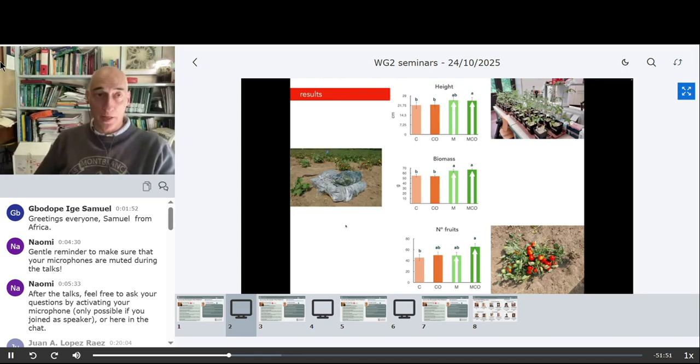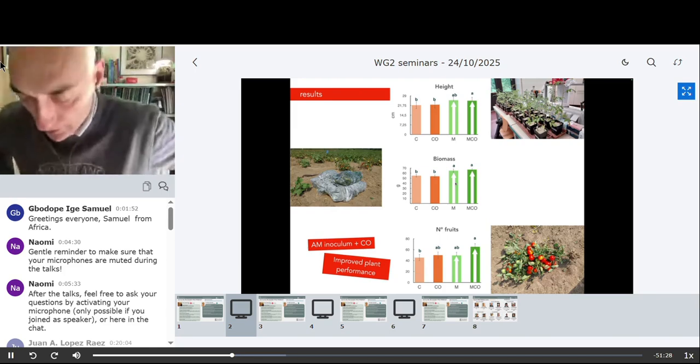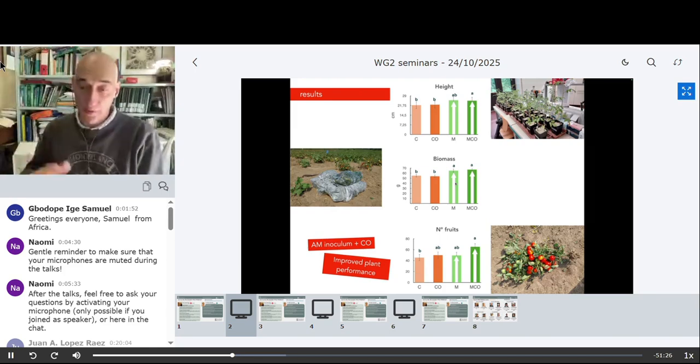So the effects on plant performance, we have seen an increase in plant height and in plant biomass. The difference is always very significant between MCO and control plants, but also mycorrhizal plants already have a positive improvement in height, biomass, and also the number of fruits. So we have an improved plant performance associated, both in the field and in the lab, with the mycorrhization and CO treatment.